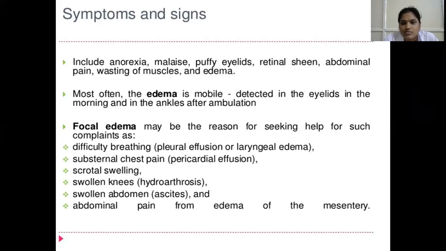And often edema is mobile, detected in the eyelids in the morning and in the ankles after lying down for a long time. Focal edema may be the reason for seeking help for such complaints. Focal edema means in any region, like difficulty in breathing if it is due to laryngeal edema or pleural effusion, substernal chest pain, pericardial effusion, scrotal swelling, swollen knees, swollen abdomen like ascites, abdominal pain from the edema of the mesentery. So these are the focal edemas.